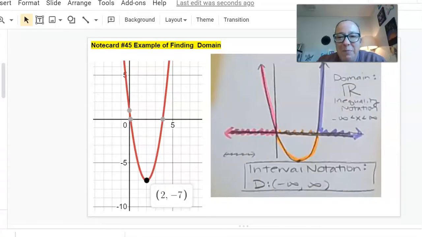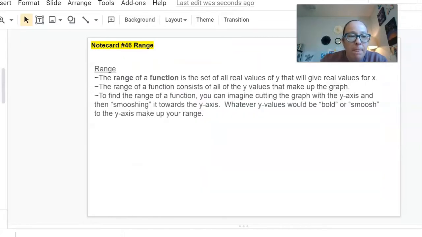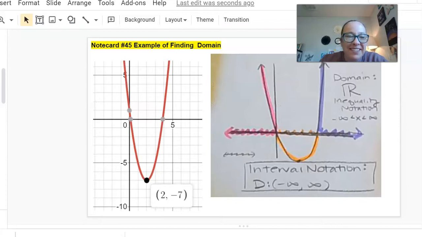All right, so here we are back on the slide. So you can see why the domain is negative infinity to infinity. So the answer is parentheses, negative infinity, comma, infinity. That was note card 45. Now, pause me if you need to.